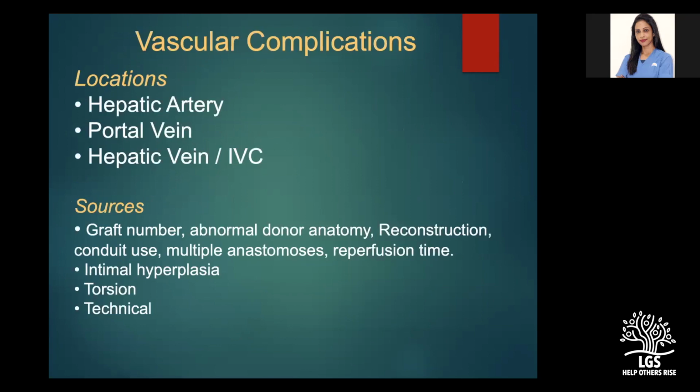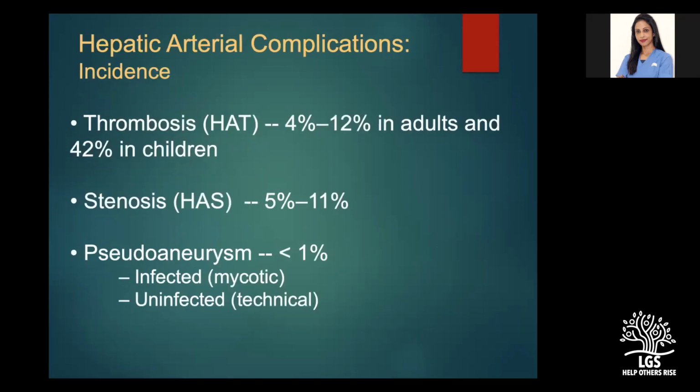So that's about the biliary complications. Moving on to the vascular complications. Some of these slides are from some of my colleagues elsewhere, and also from some of the journals. So the locations, we all know that it can be hepatic artery, portal vein, cava, or the hepatic vein. And the reasons for the vascular complications, it could be intimal hyperplasia. It can be because of the multiple anastomosis. Reperfusion time also plays a significant role when it comes to these complications. It could be torsion. It can be because of a kink, technical factors, etc.